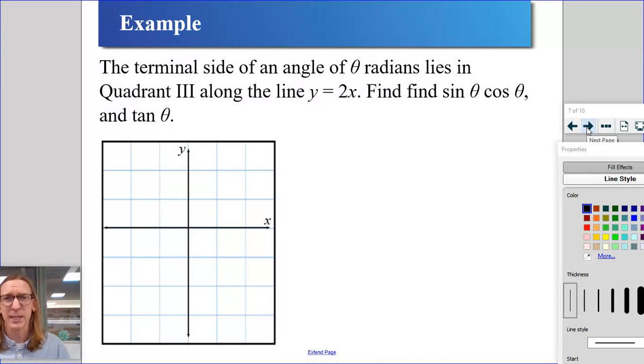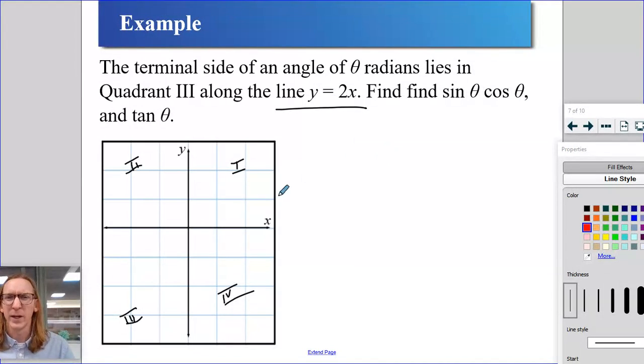This one can be a little tricky sometimes, so I like to make sure we go through this one together. They say here that the terminal side of an angle of theta radians lies in quadrant 3. Quadrant 3 would be this quadrant right here, because that's 1, and that's 2, and that's 3, and this is 4. And it lies along this line, y equals 2x. Find the sine, cosine, and tangent of theta.